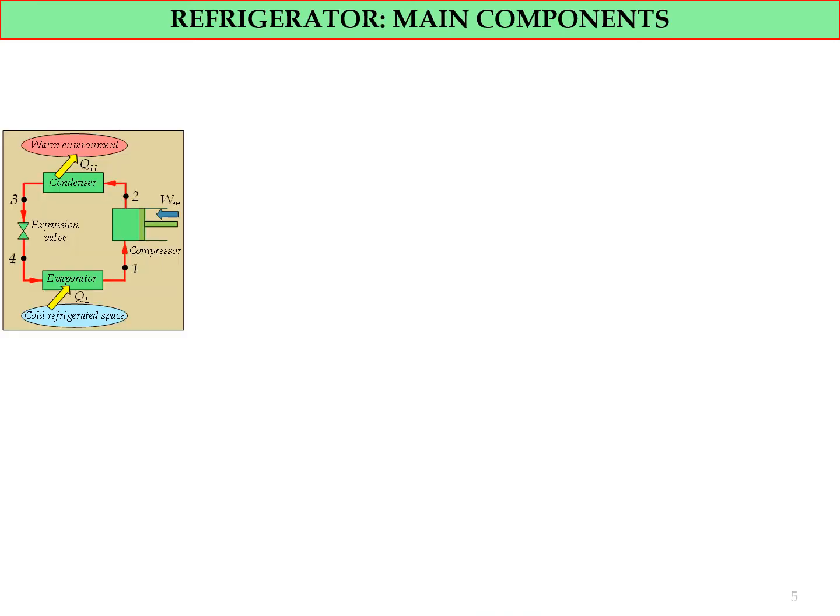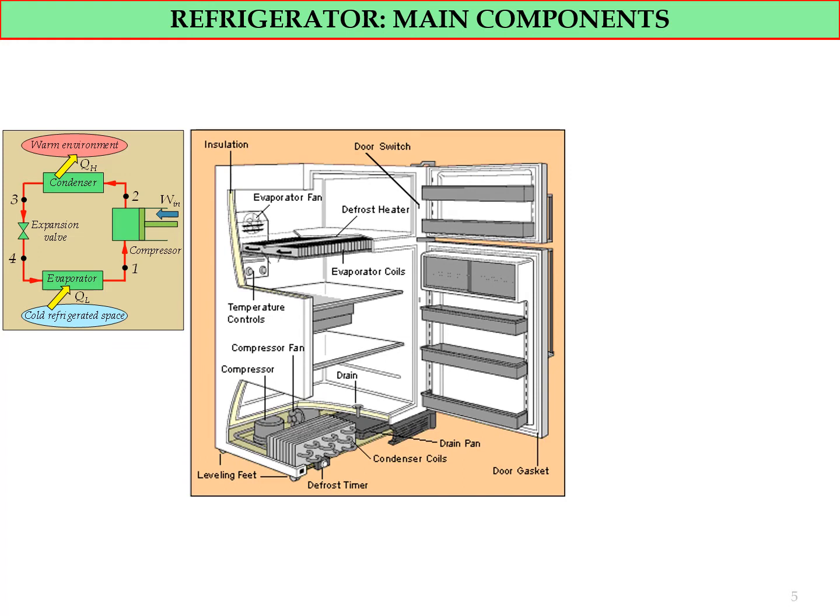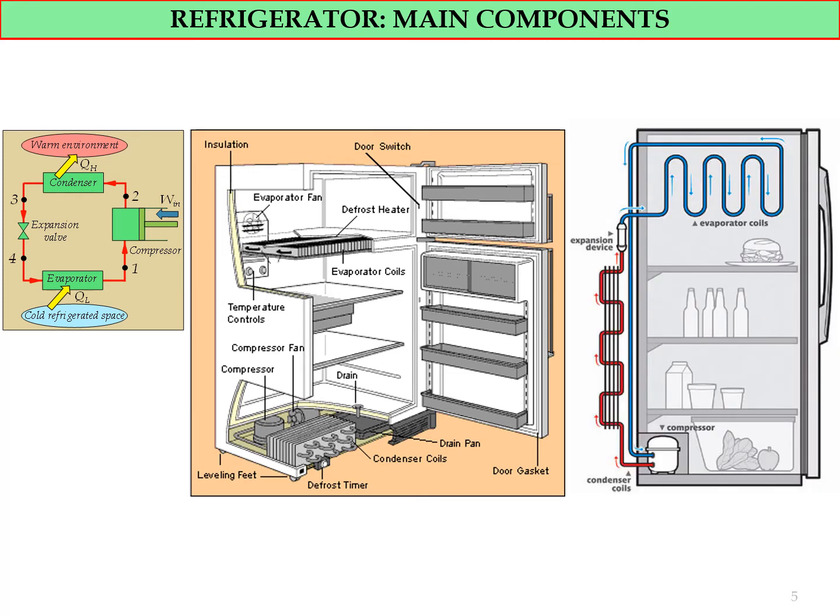Refrigerator main components. This is the simplified diagram of the refrigerator system with the main components, and now we look into the actual refrigerator. This is the actual refrigerator with all the components. Now we look into the simplified one, which is the side view.